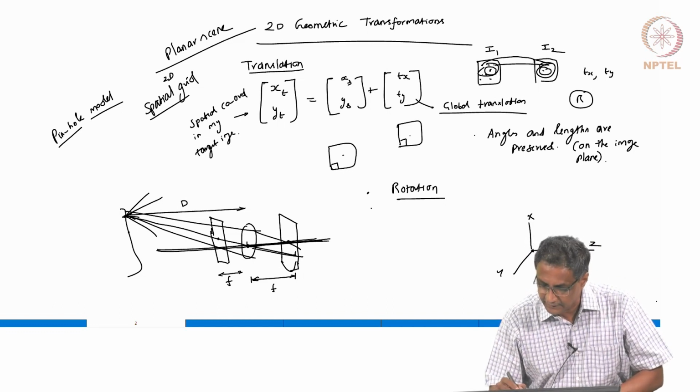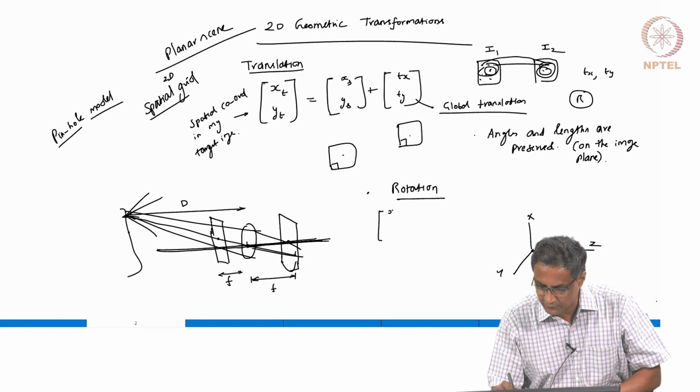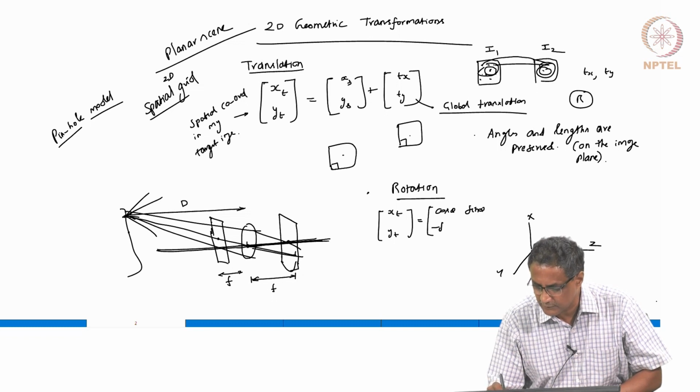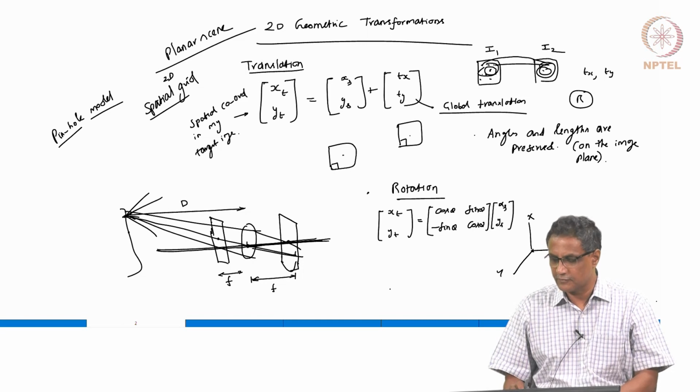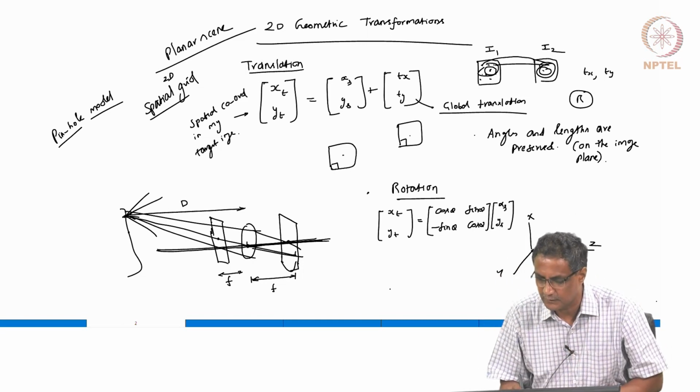Rotation, again, this is an in-plane rotation, so it's easy. What you can do is you can have xt, yt, and then say that this is cos theta, sin theta, and, depending upon clockwise or anti-clockwise, minus sin theta, cos theta. Then you have the source xs, ys. This will be a rotation where you can tell what this theta is.